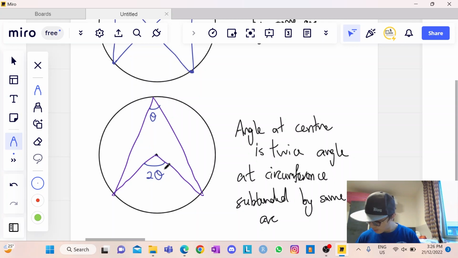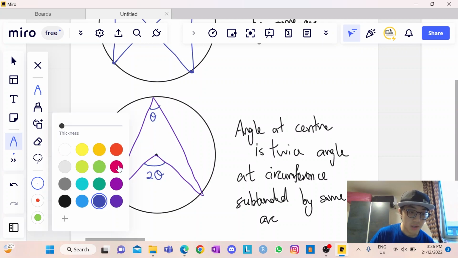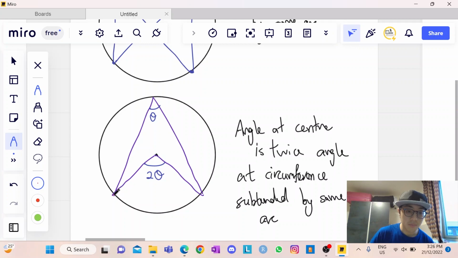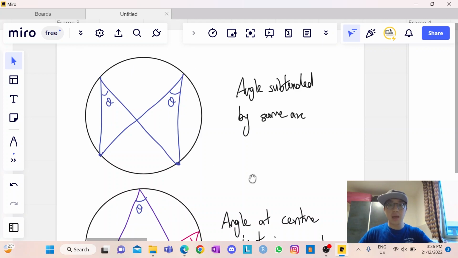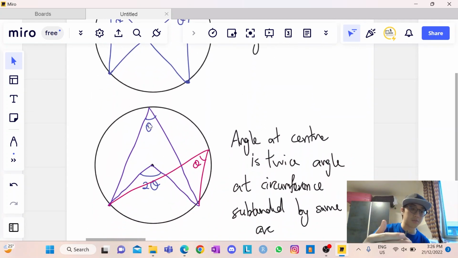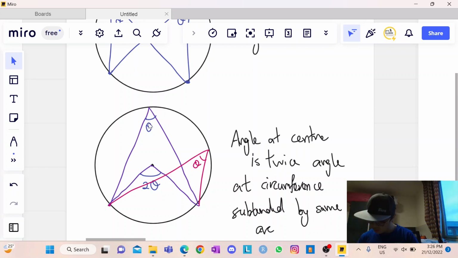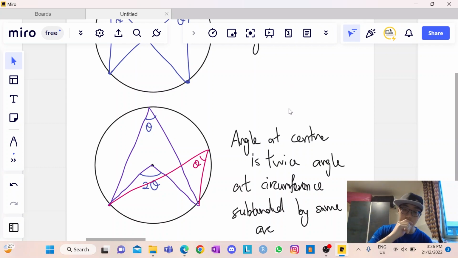All right, and in fact, you don't need to have the same shape like this. If you have something like, let's change the color, something like this. All right, this is also theta, because as you can see from here, these two are what we had shown from the previous one, angle subtended by the same arc. All right, so this is all about the angle at the center being twice the angle at the circumference, subtended from the same arc. You need to remember this property because it's quite important, and they usually like to ask this a lot.